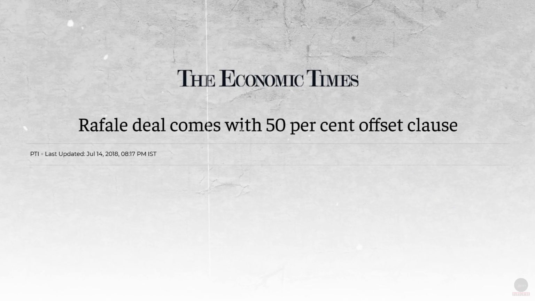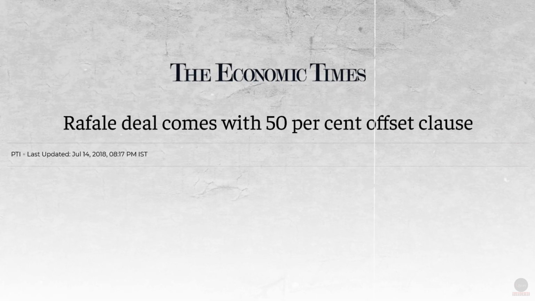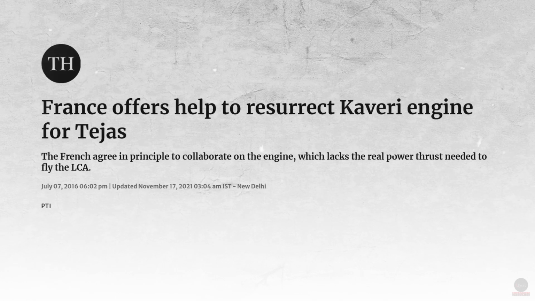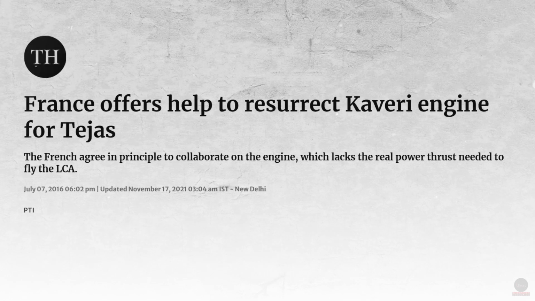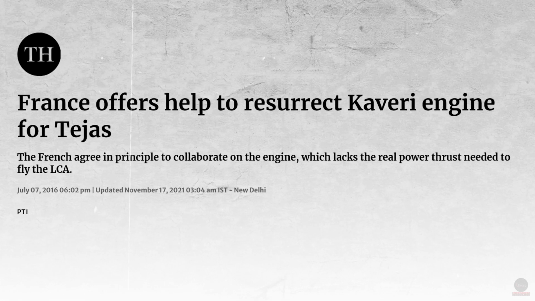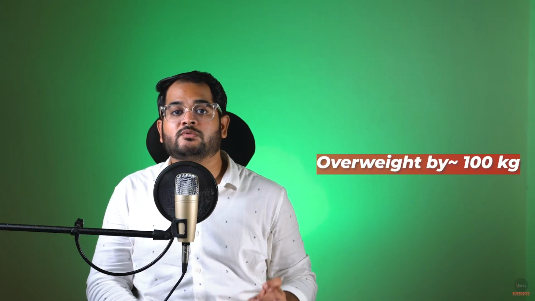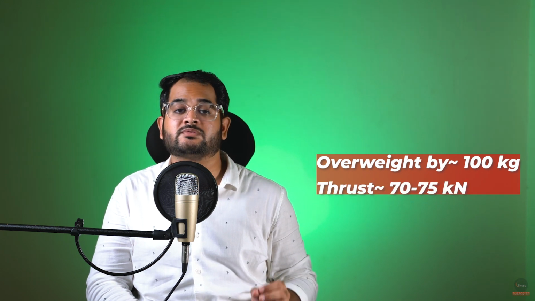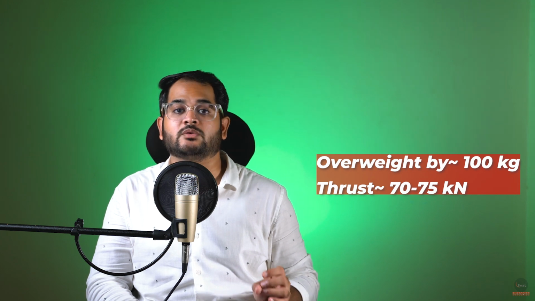After India's decision to procure 36 Rafale aircraft from France in 2015, there were discussions on reviving the Kaveri engine as part of the deal's offset commitments by Safran. Safran did work on the engine, and the noise and vibration issues were resolved with slight design modifications. But it still lacked on two major parameters. The engine is overweight by close to 100 kg and it generates a maximum sustained thrust of 70 to 75 kN against the required 85 to 90 kN.